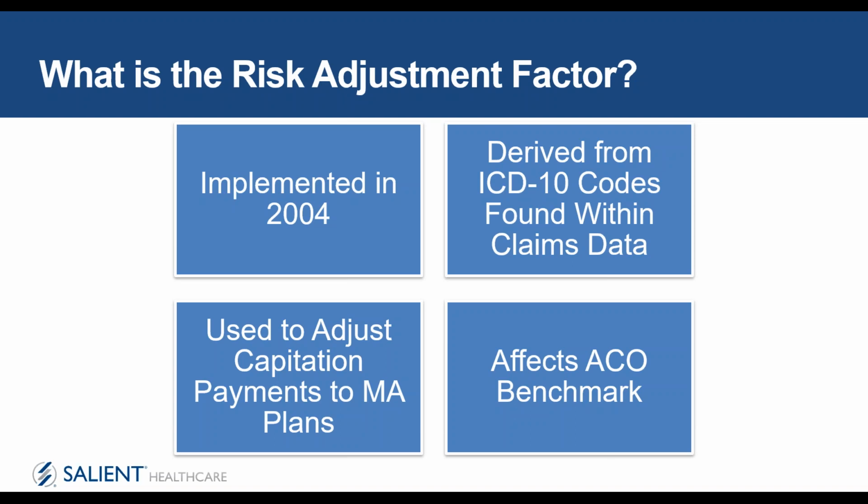HCC scores were originally used by CMS so that they could adjust capitated payments to Medicare Advantage plans. And now they're more universally used to assess population health as a whole. If you run an accountable care organization, you're going to want to make sure that your coding's appropriate and accurate, because that's going to ensure that your benchmark will equally be accurate. And that gives you your best opportunity to then achieve shared savings.